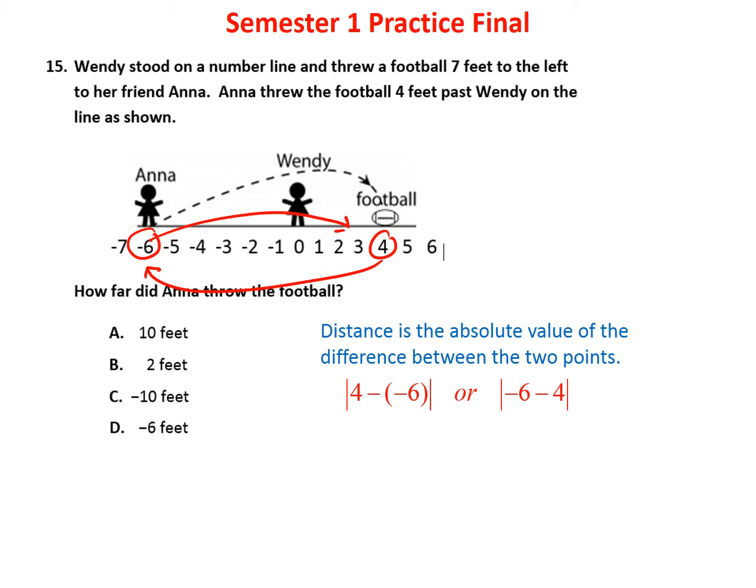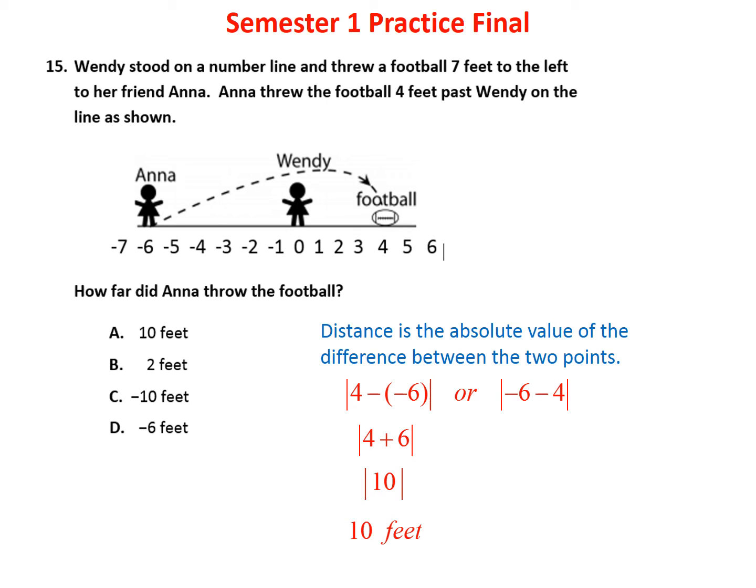So the first one, 4 subtract a -6. Remember that subtraction is adding the opposite. So I can change this to adding, and the opposite of -6 is 6. So we end up with 4 plus 6, or the absolute value of 10, which is 10 feet.